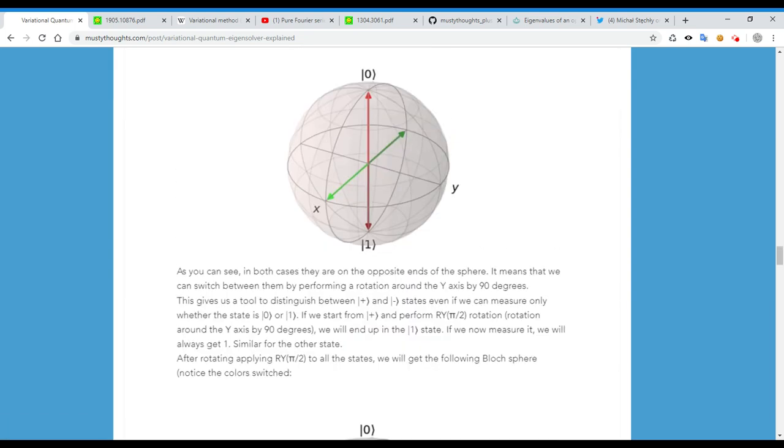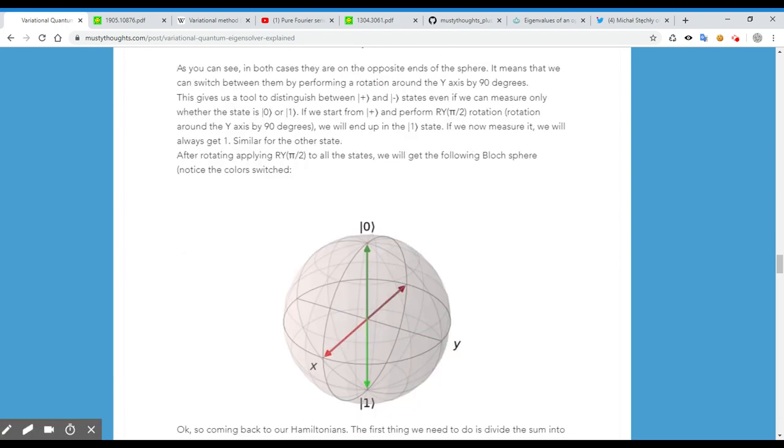Notice the color switch. Thanks. I was trying to do it. What's the difference? The color switch.